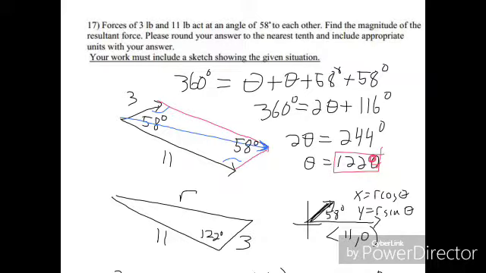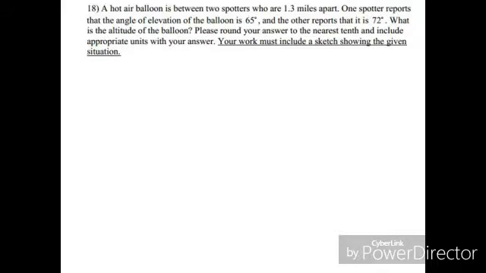Okay, moving on. A hot air balloon is between two spotters, 1.3 miles apart. All right, so we have 1.3 miles apart.